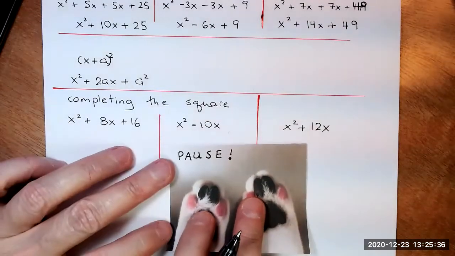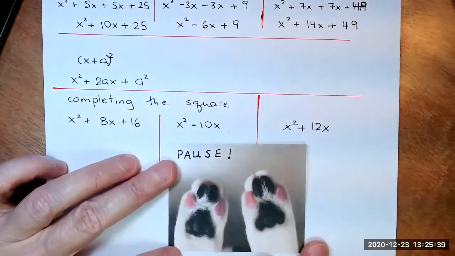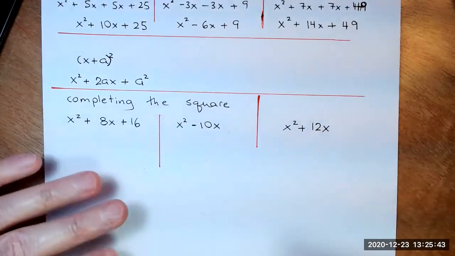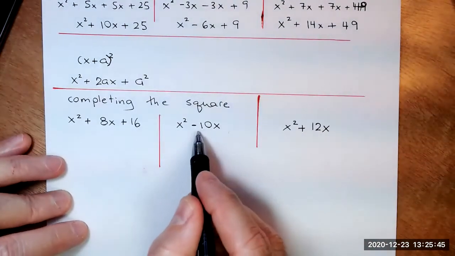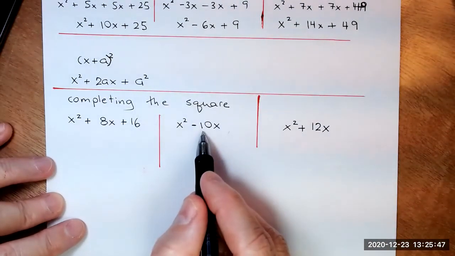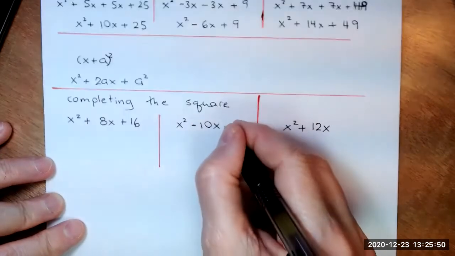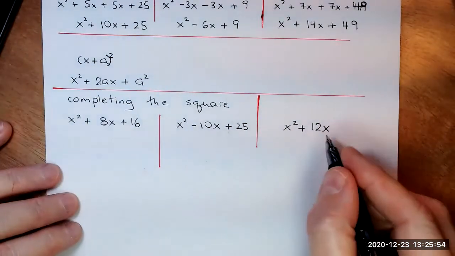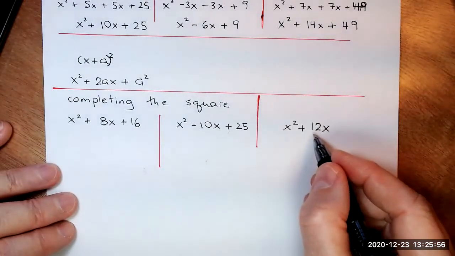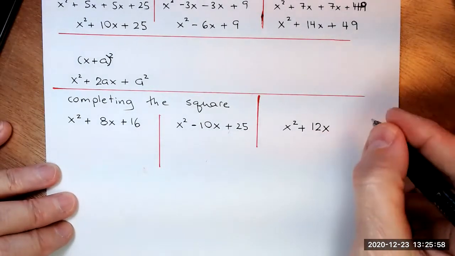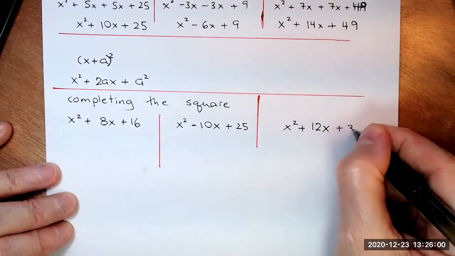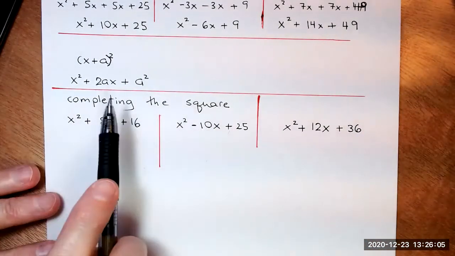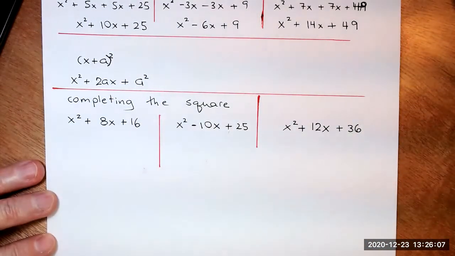If I were you, I would try to complete those other 2 squares on your own. All right, so you take half of the middle term, which is -5. You square that and you get 25. Half of the middle term here is 6. Square that and you get 36. So that's how you make a perfect square trinomial.